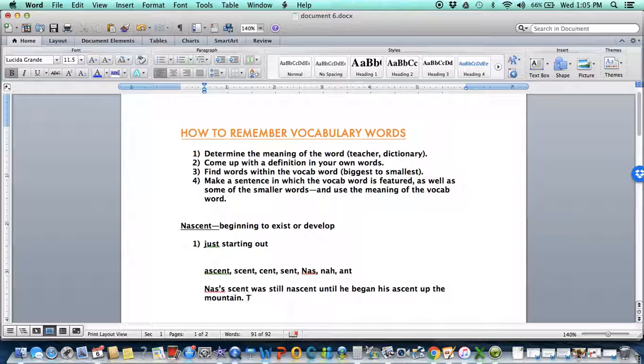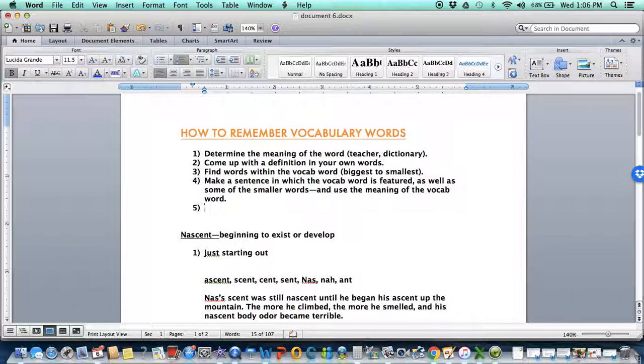And then I'm going to say, the more he climbed, now I'm writing more than one sentence, which you can do if you have to, the more he smelled. And his nascent body odor became terrible. Ooh. So I just wanted to add more detail to make sure that I really know how to use the word in a sentence.